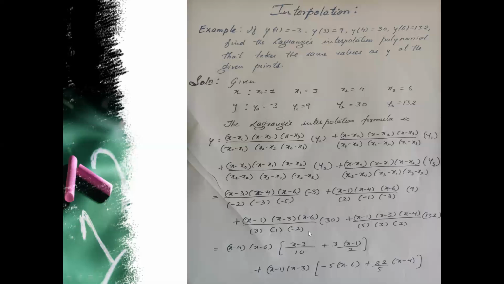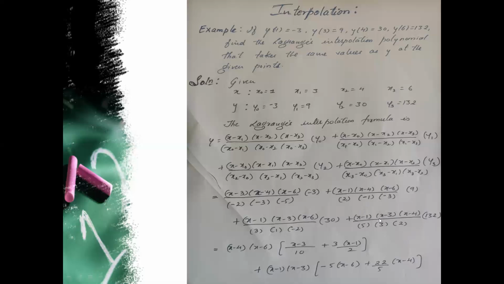Next, the third term here: x minus 1, x minus 3, then x minus 6. Denominator: 4 minus 1, it is 3, 4 minus 3 is 1, and 4 minus 6, it is minus 2, multiplied by y2, it is 30. Last term, x minus x naught, that is x minus 1, x minus 3, x minus 4. X minus x3 is skipped here. Denominator term, x3 minus each of the values of x. 6 minus 1, it is 5. 6 minus 3 is 3, and 6 minus 4 is 2. Multiplied by y3, that is 132.